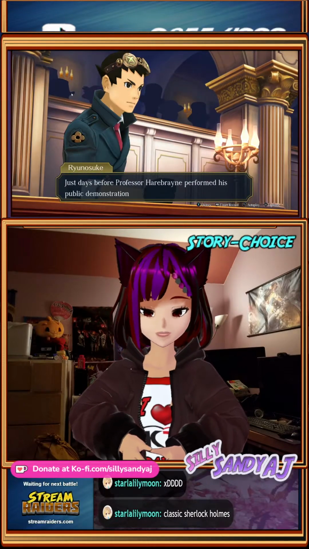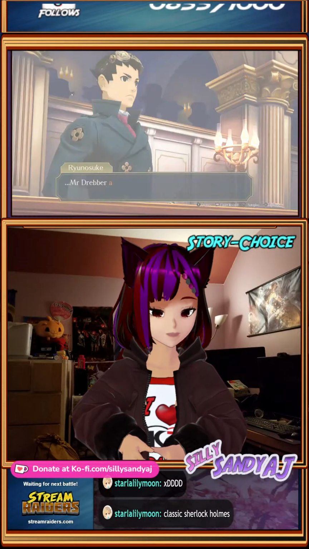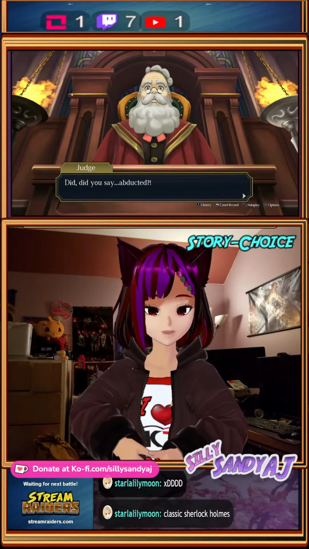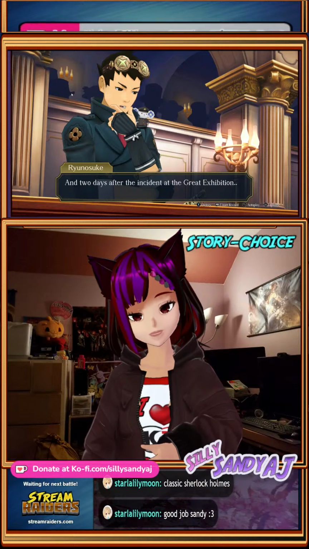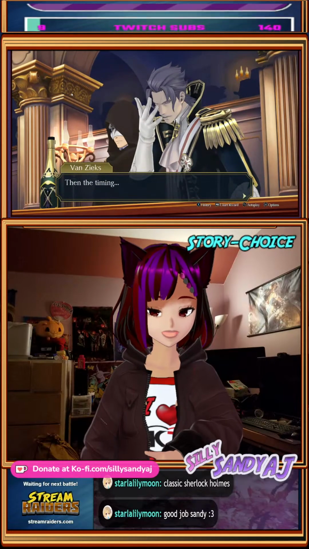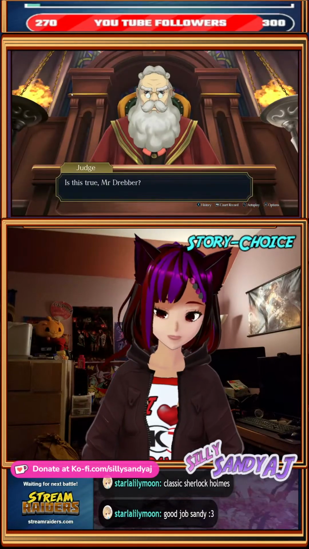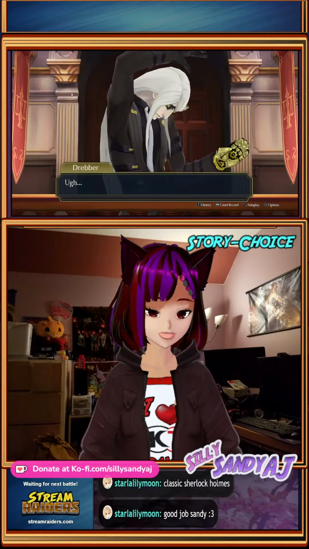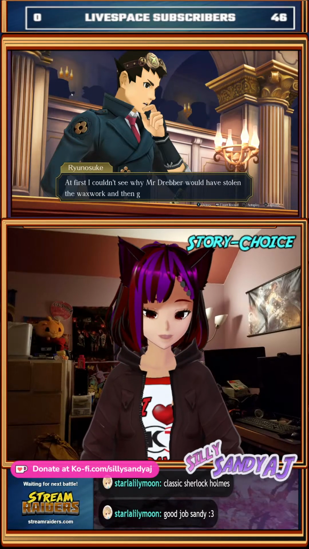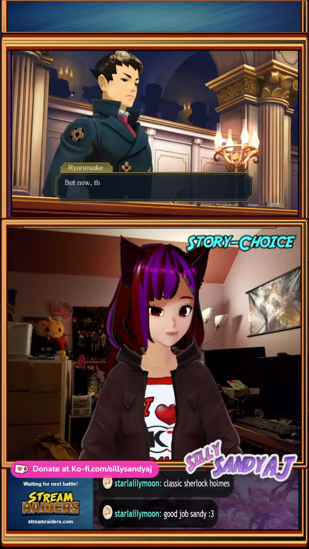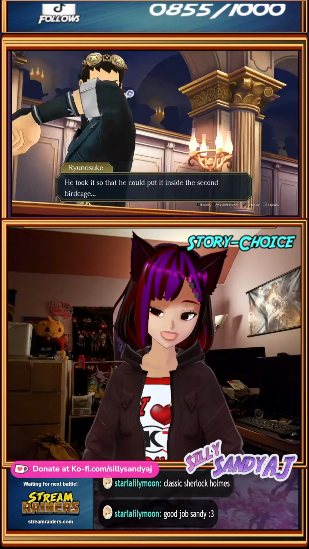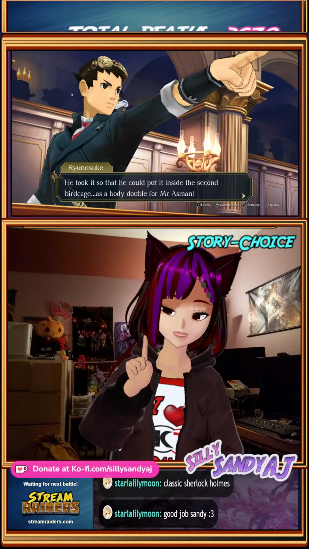Just days before Professor Hairbrain performed his public demonstration, Mr. Drebber abducted this model from Madame Tussauds. Did you say abducted? And 2 days after the incident at the Great Exhibition, he returned it to the museum. Then the timing... Is this true, Mr. Drebber? At first, I couldn't see why Mr. Drebber would have stolen the waxwork and then given it back again. But now the reason is clear. He took it so that he could put it inside the second birdcage as a body double for Mr. Asmund.